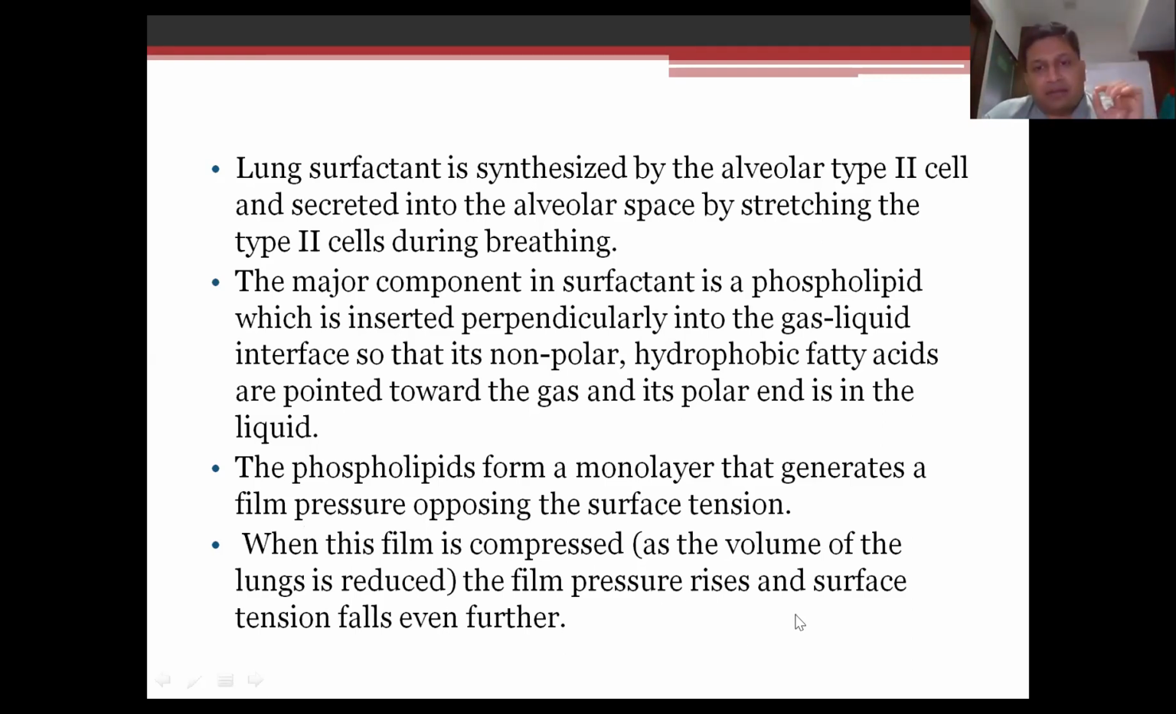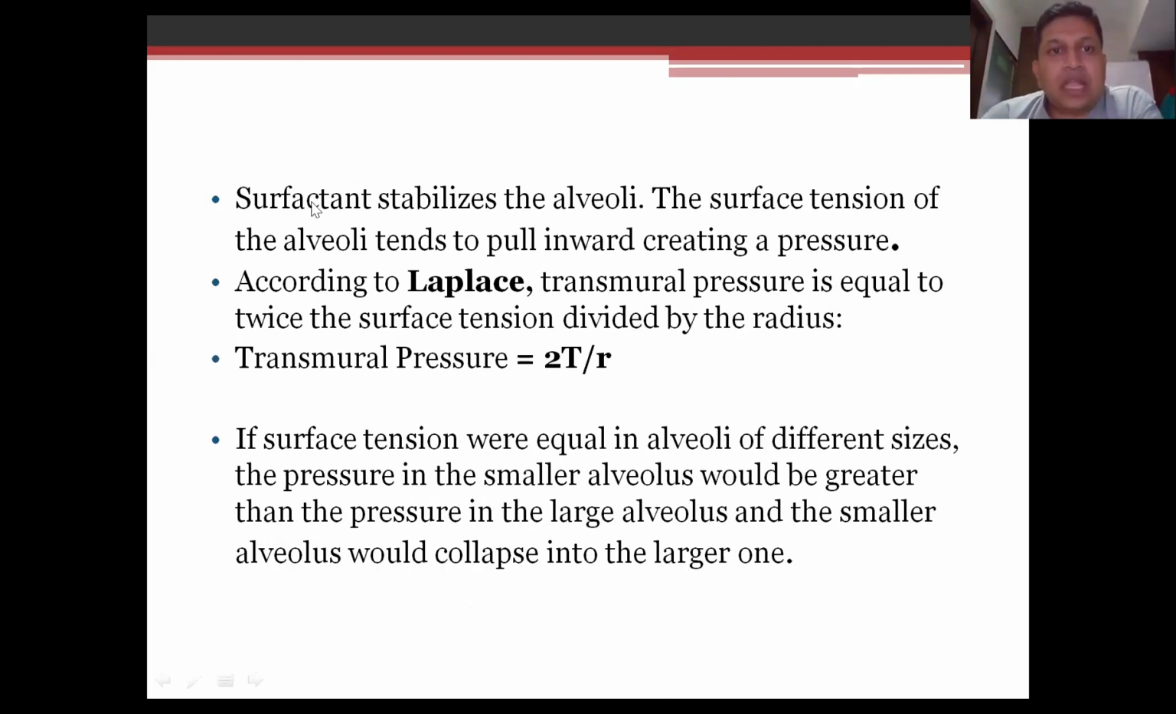And one main thing: when the alveoli collapse, the property of the surfactant increases and it will decrease the surface tension even more. So the more the collapse of the alveoli, the more the decrease in the surface tension. Why this is so important, we will look at. The surfactant stabilizes the alveoli.